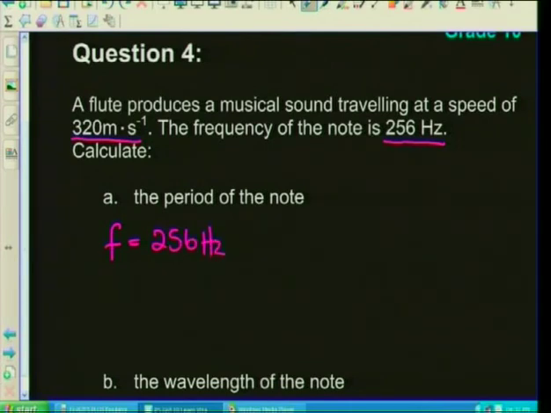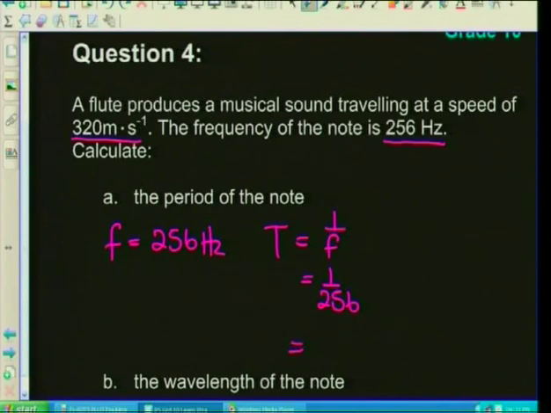Now, remember, frequency is the number of waves that pass a point in 1 second. So if I'm telling you that the frequency of this wave is 256 hertz, what I'm saying is that if we could actually see this, which we can't, we would see 256 little waves go past me in 1 second. It's incredibly fast, okay? First thing they want is the period, so let's look at how long it takes for one wave to go past. Period is 1 over frequency, so it's 1 divided by 256.